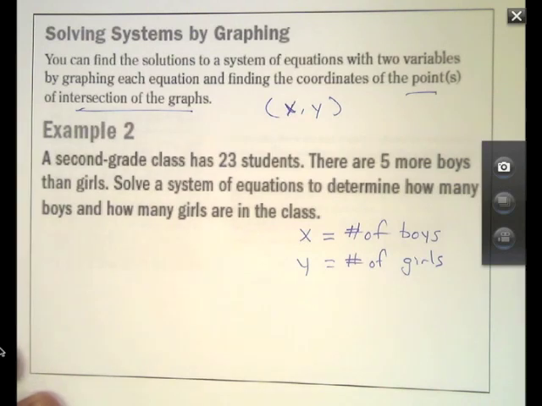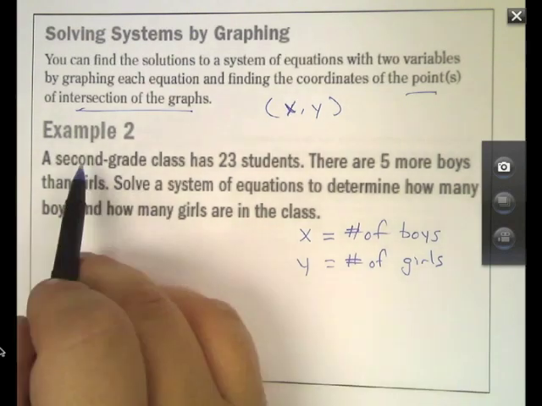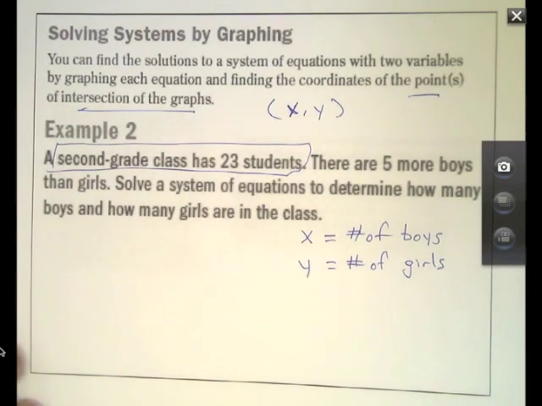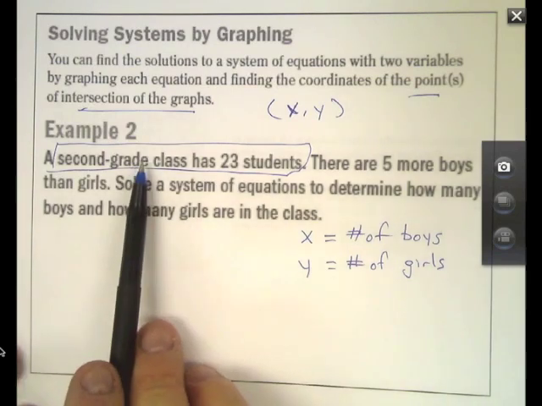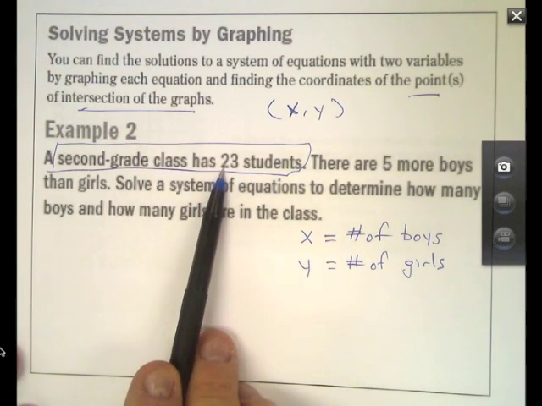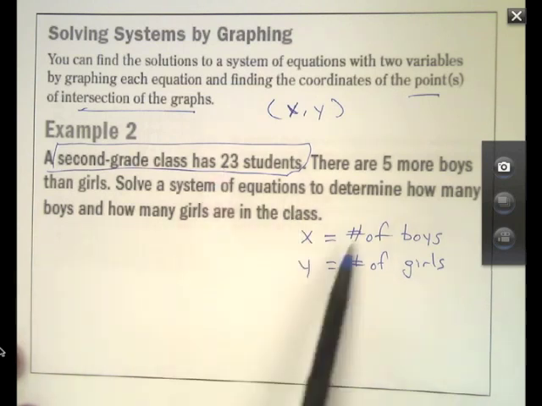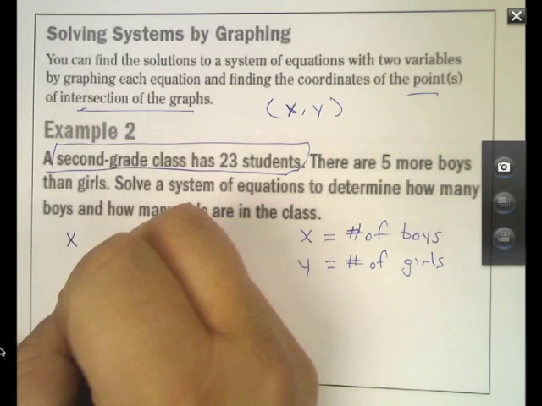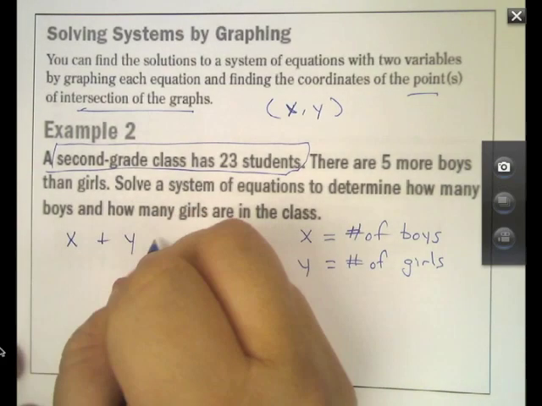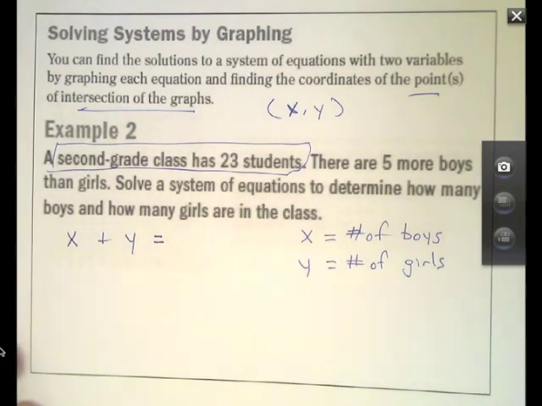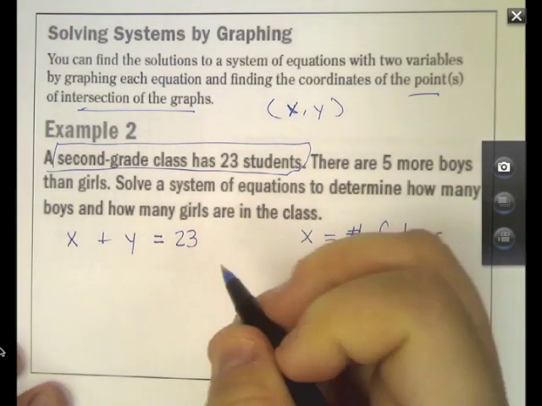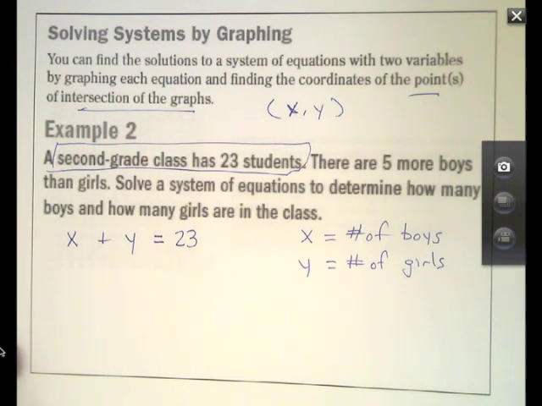So I'm going to make my equations. Well, I know that boys plus girls, assuming we don't have any aliens in class, has to equal 23. So number of boys, x, plus number of girls, y, has to equal 23.